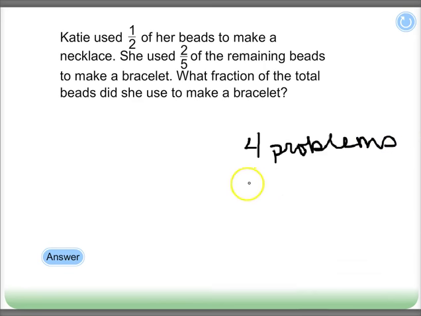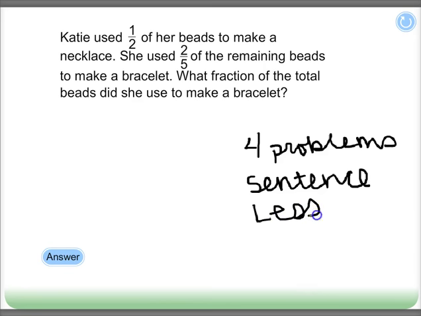Remember, you need the 4 problems. You need a sentence. And last but not least, you need the lesson number, which is 4.3.